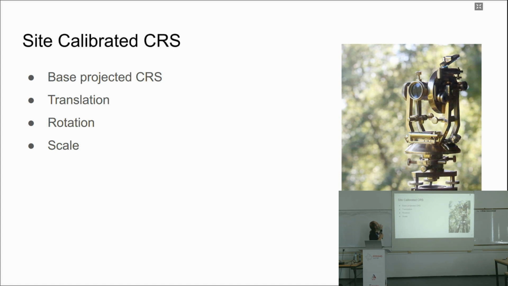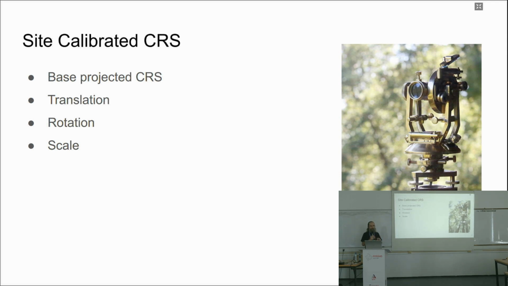So how are we going to define a site-calibrated CRS? First, we'll need a base projected CRS centered in the area of interest, because we want to minimize local distortion, the projection distortion, and also the height distortion. On top of that, we are going to apply a translation, a rotation, and a scale. That is a affine transformation, we'll see later, that can be expressed with 7 parameters.